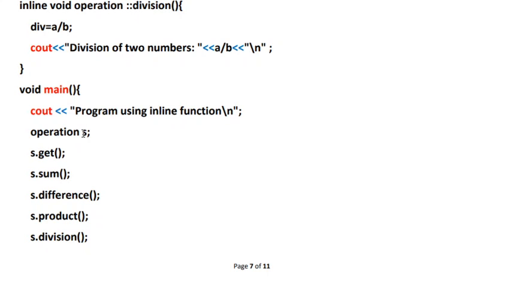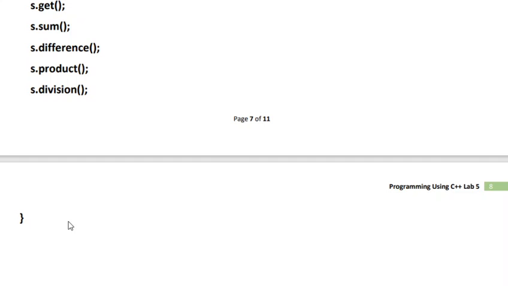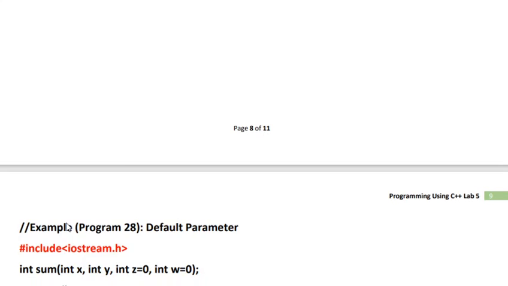Now I have an object S of type operation. Using S, I'm trying to call the member functions, but all these member functions are inline functions. So the function call will be replaced by the function definition at compile time. So this is an example of an inline function.